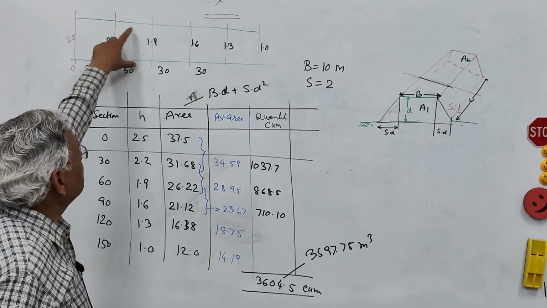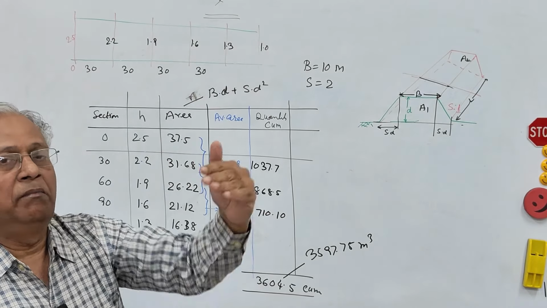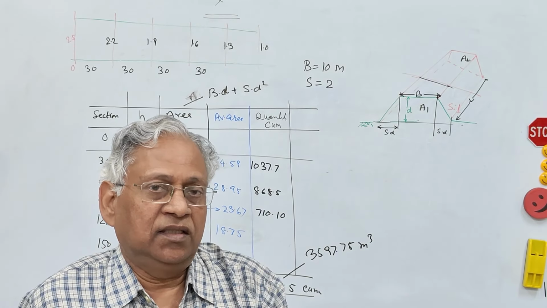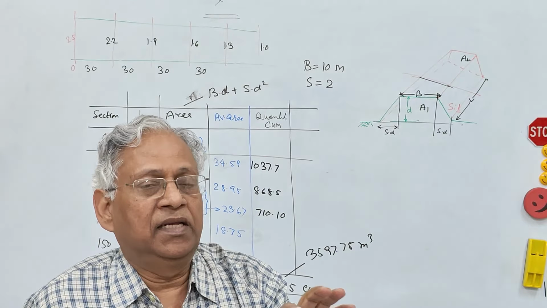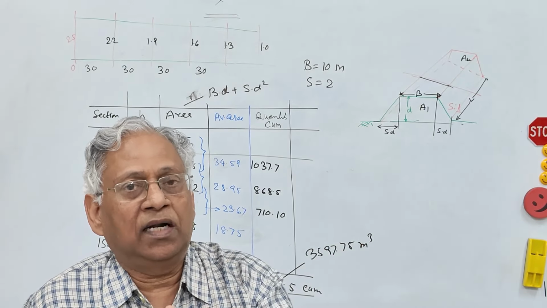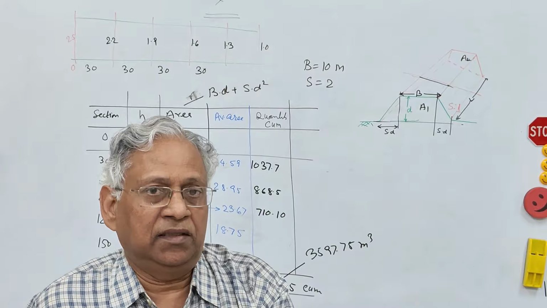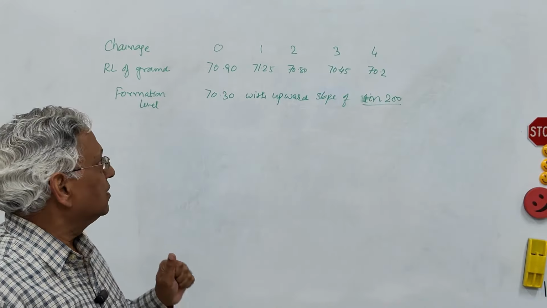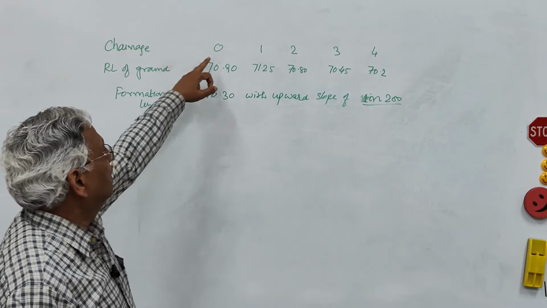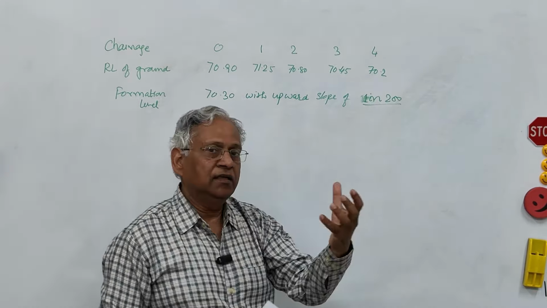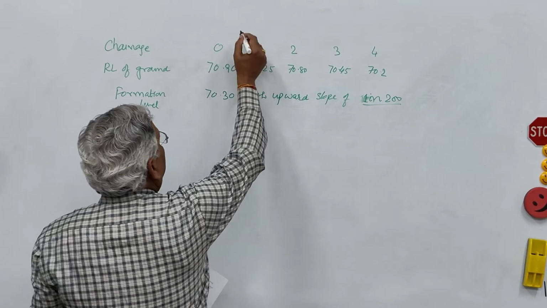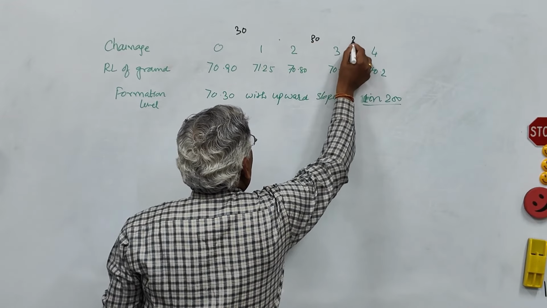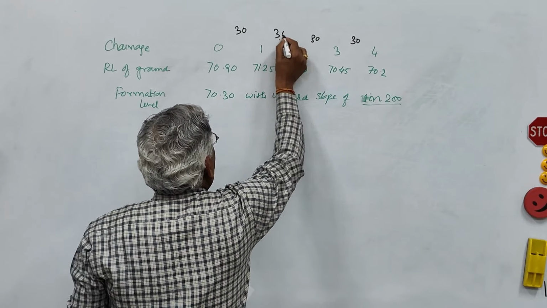Here, I have taken consistently that the road is in embankment. But there may be cases when the road is constructed in embankment, but in a certain length, it passes from embankment to cutting or from cutting to embankment. Let me take one more example. Let us again consider a road from chainage 0 to 4, and again the length of each chainage is 30 meter. So 30 plus 30 plus 30 plus 30, that is 120 meter.